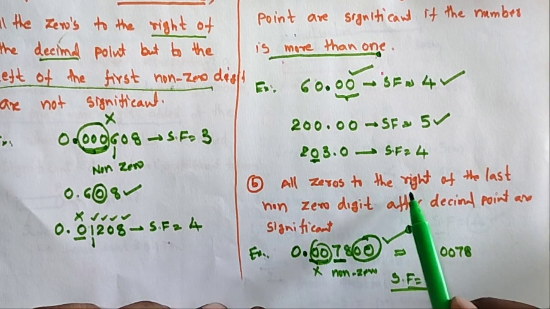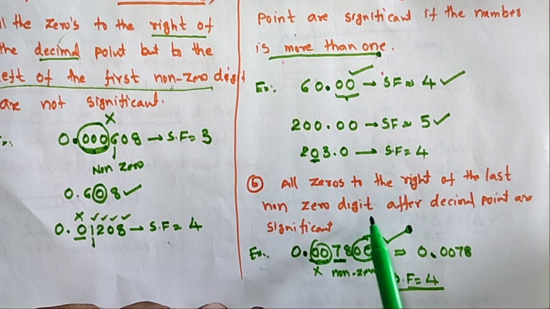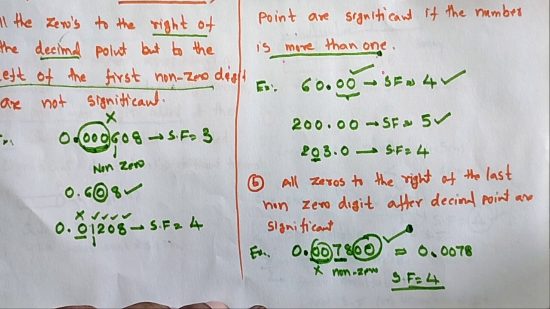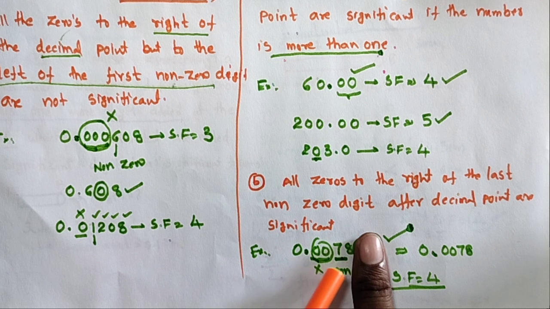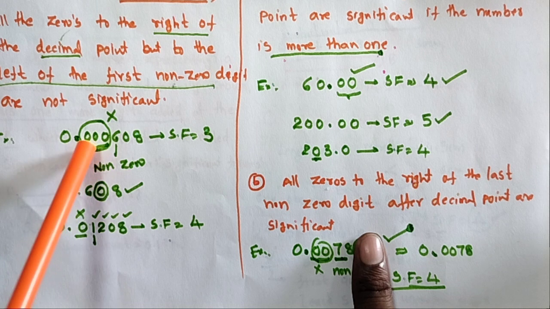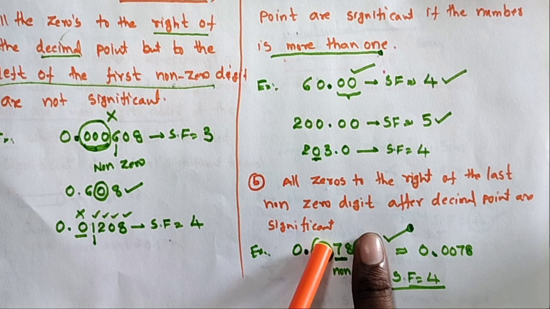So all zeros to the right of the last non-zero digits after decimal points are significant. So for example, 0.2 in this one, 0.0078. What is the rule number? Rule number 3. In rule number 3, 0 point some zeros is given. Is it calculated as significant figure? So it is no significant figure.